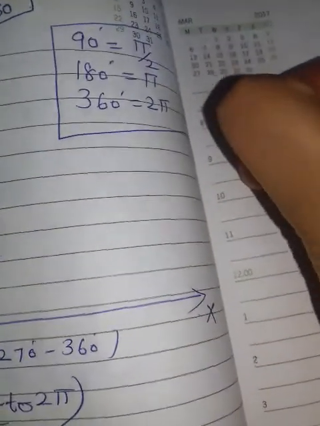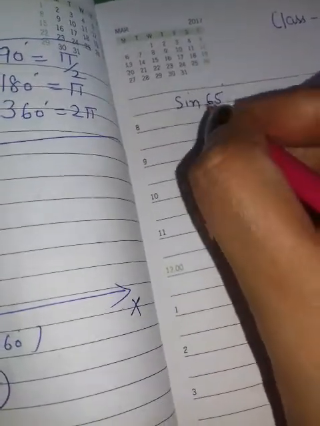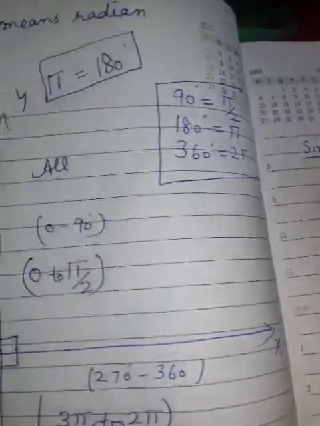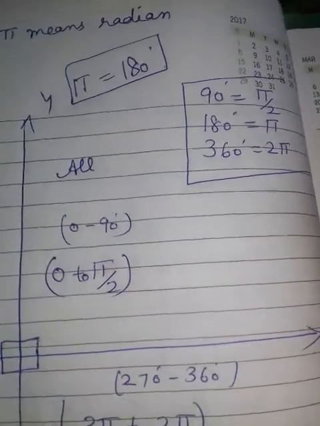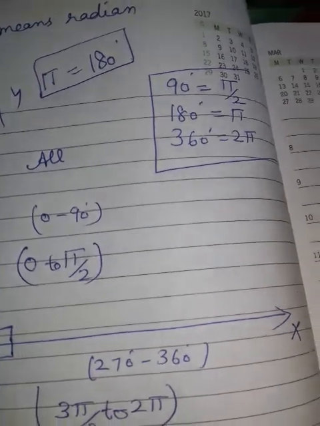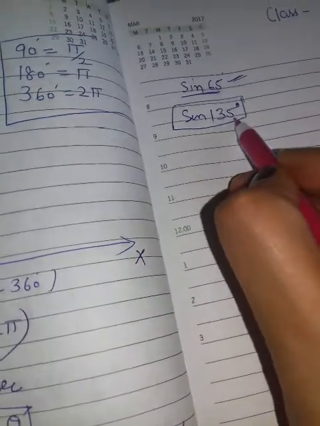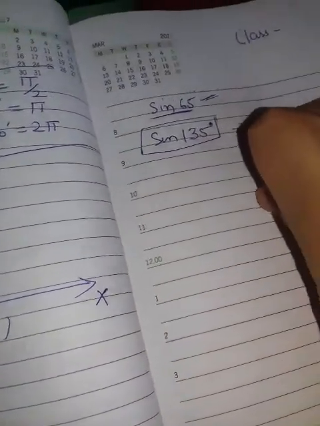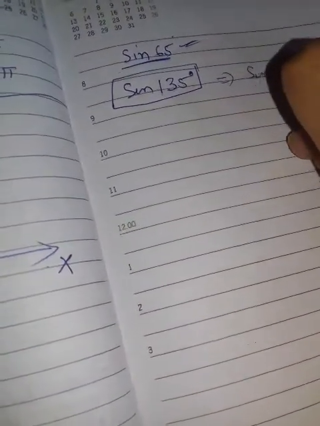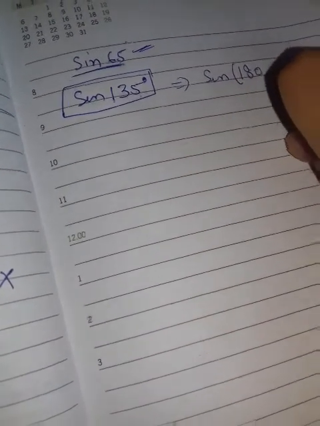sine 65 degrees, then in which quadrant is it lying? It is lying in the first quadrant. Whenever you have 135, then according to your measurement you can say it is coming in the second quadrant. Second quadrant means, what do I do, 180 minus what will become 135? 45.